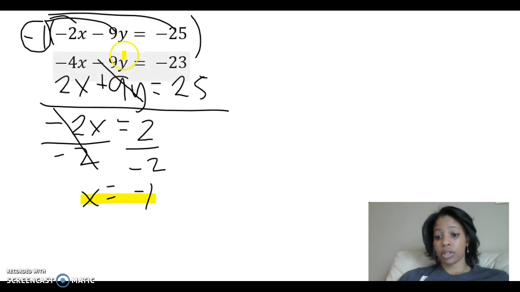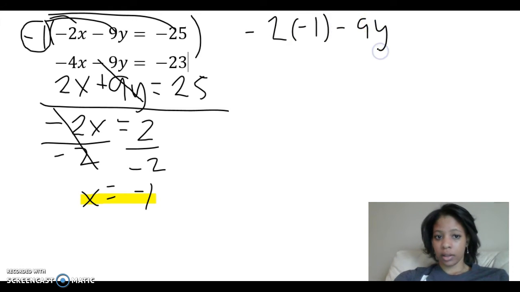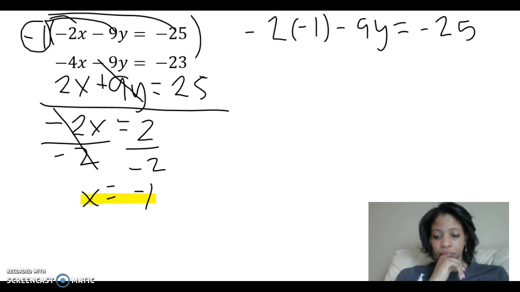Okay? So now I'm going to take what I just got for x, and I'm plugging it into one of my original equations. It doesn't matter which one. I'm just going to plug it into the top one. So we have -2. Now instead of writing the x, though, I'm writing -1 and then rewriting everything else. So minus 9y equals -25.